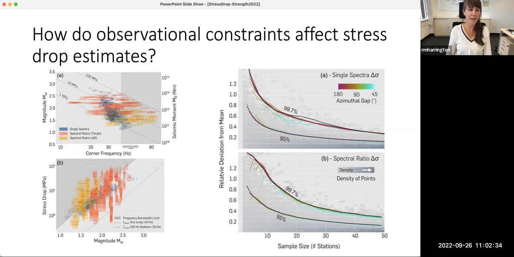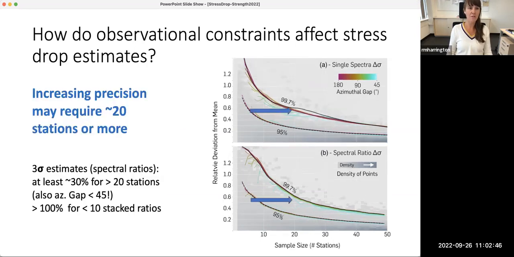In some sense, I have to admit, this was a bit sobering, with respect to the fact that even for 20 and 30 stations we still had such a large variation in our precision. So increasing the precision, even for spectral ratios, may require 20 stations or more, which, as I said, for a standard seismic deployment for a spatial area this large is quite a bit. And that's assuming that you have a 45-degree azimuthal gap. Of course, it gets worse if your azimuthal coverage is not good as well.